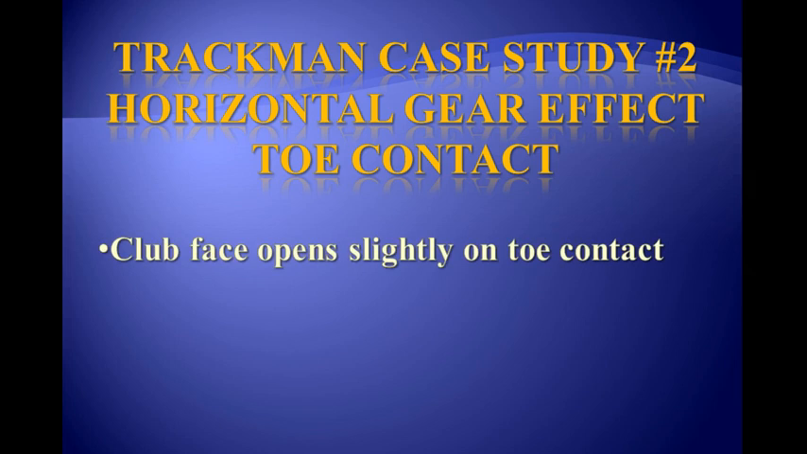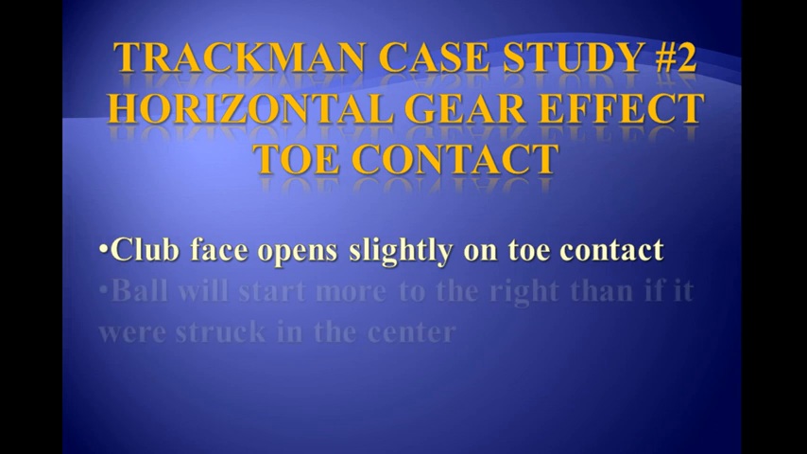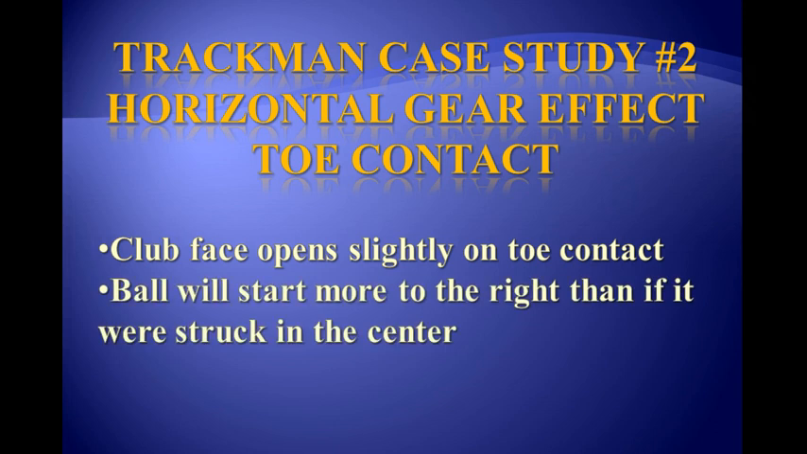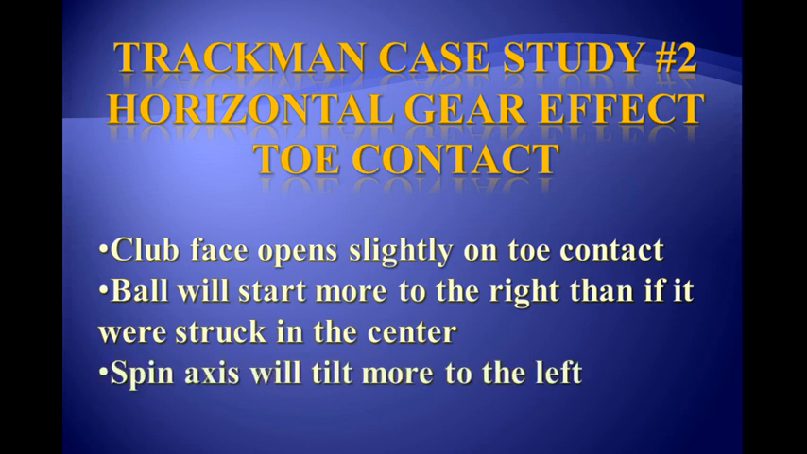So on toe contact, the club face opens slightly, again due to the twisting of the club. The ball will start more to the right than if it were struck in the center, and that spin axis will tilt more to the left.